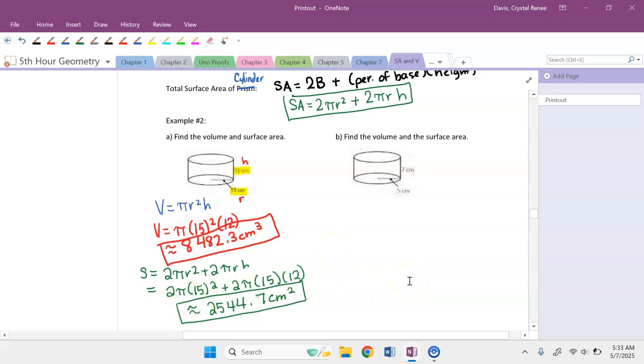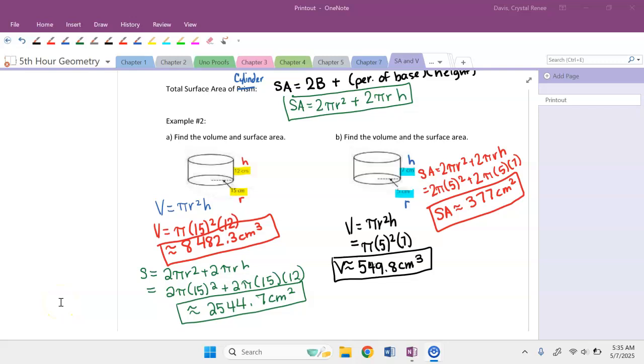All right, I want you to go ahead and pause this video. Find on your own the volume and the surface area of this cylinder, and then come back and you can check your answer. All right, so this is what you should have gotten on B.